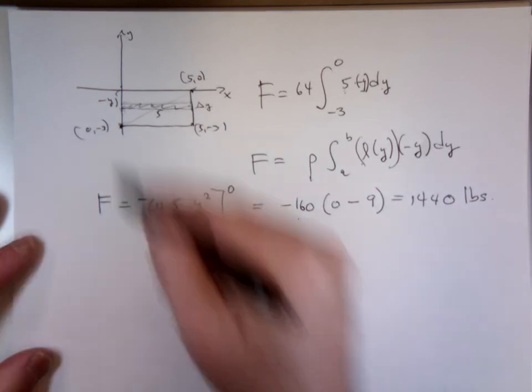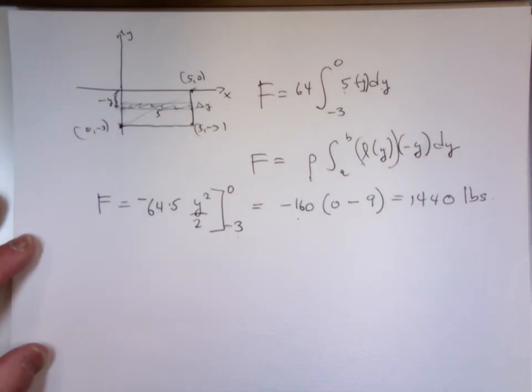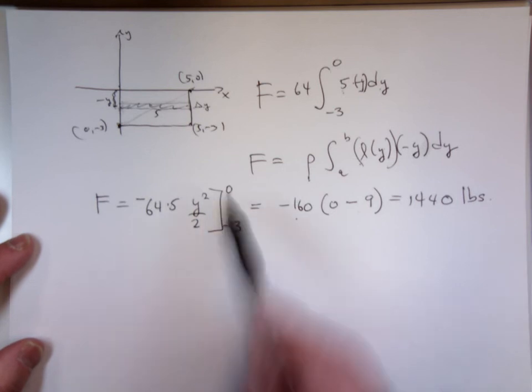But then that problem is at 0. No. One of the points is 0. It goes from -3 up to 0. That's correct.